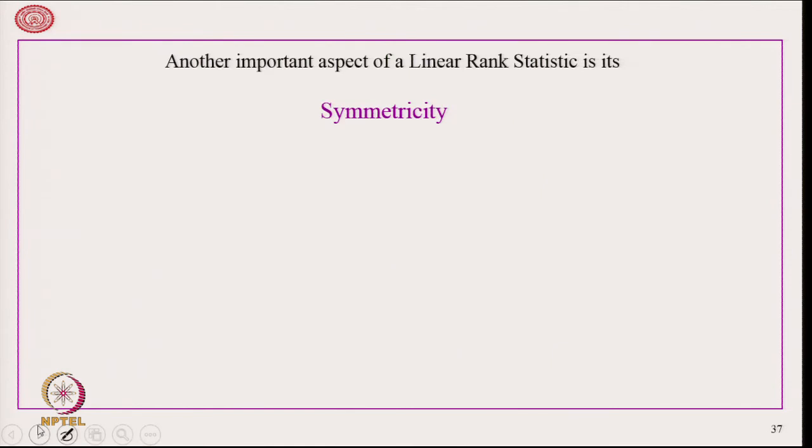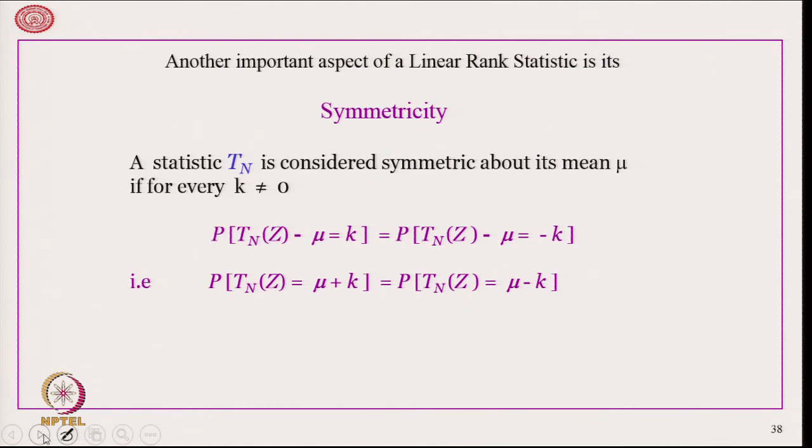Now, another important aspect of linear rank statistic is symmetricity. That means, whether it is symmetric around its mean value. That means, a statistic T is considered symmetric about its mean mu if for every k not equal to 0, probability T_n(z) minus mu is equal to k is the same as probability T_n(z) minus mu is equal to minus k, or in other words, probability T_n(z) is equal to mu plus k is equal to probability T_n(z) is equal to mu minus k. So, that is what we call symmetric.